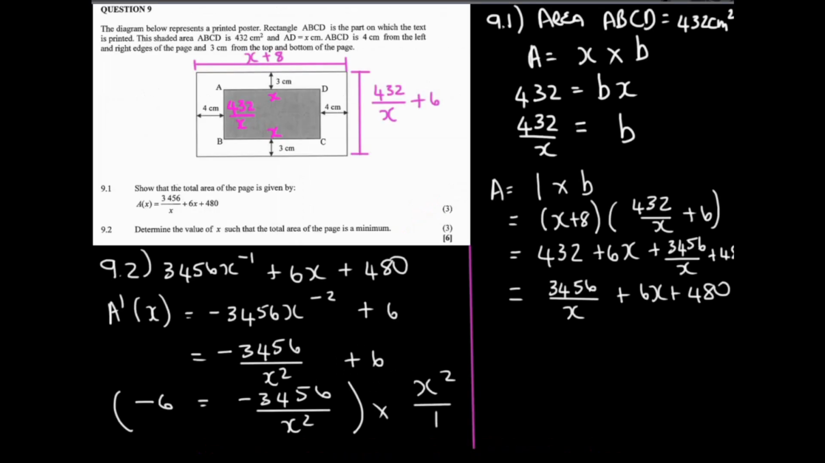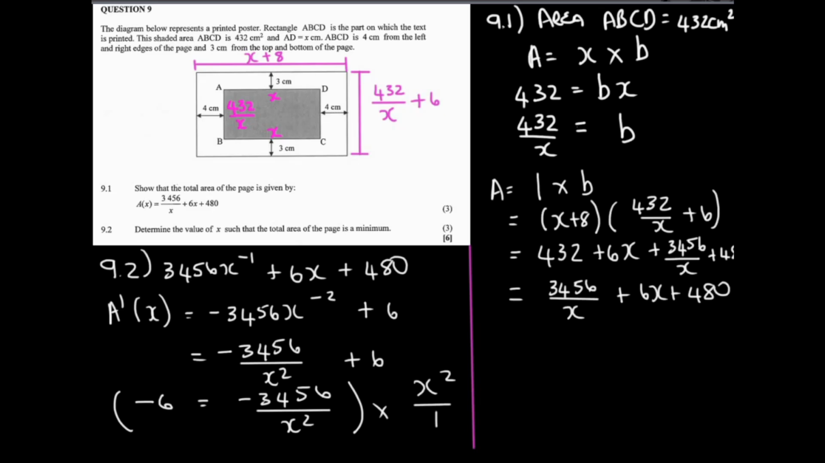Okay guys, so let's have a look at our last question. Our last question is our calculus application question. It says that show that the total area of the page is given by A(x) is equal to 3456 over x plus 6x plus 480.